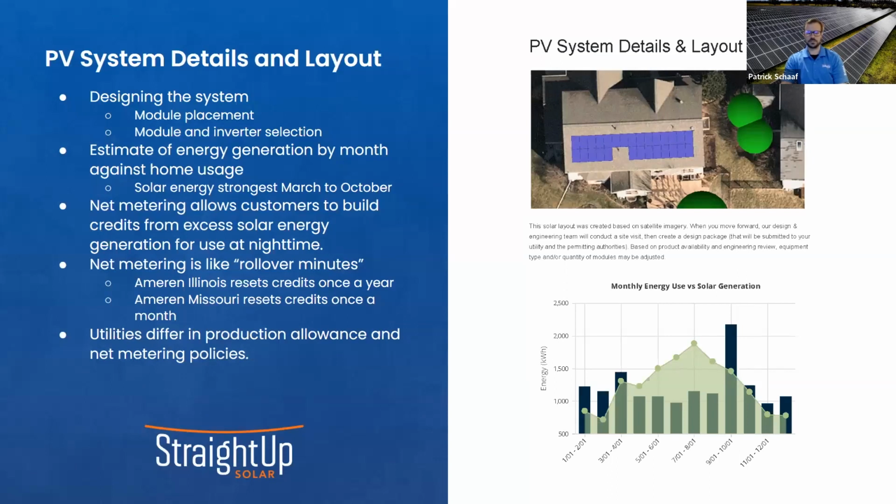And also some utilities do differ in the production allowed on a home. So Ameren Missouri, for example, they have a formula that they use based on the last 12 months of your usage or the square footage of your home to determine how large of a solar array that you can have. There are certain utilities in Illinois that maybe have a 10 kW limit or something like that. So again, that's stuff that we'll all explore as we work through this.